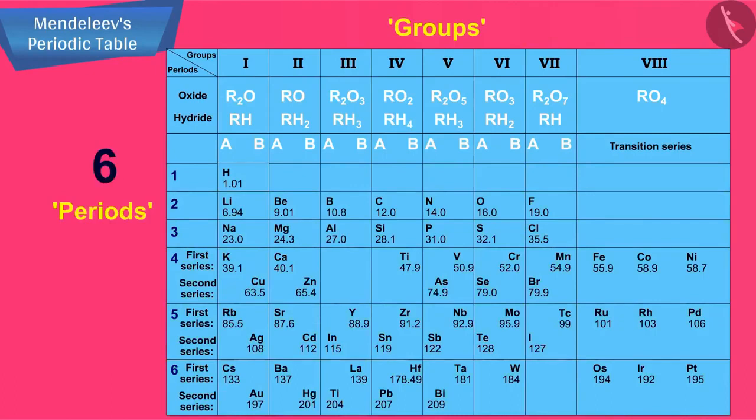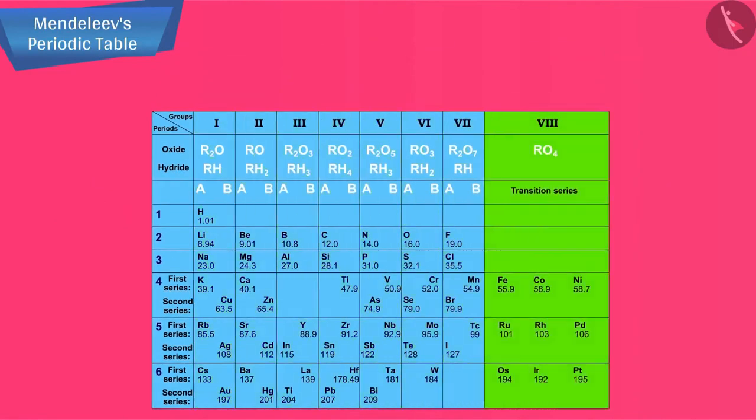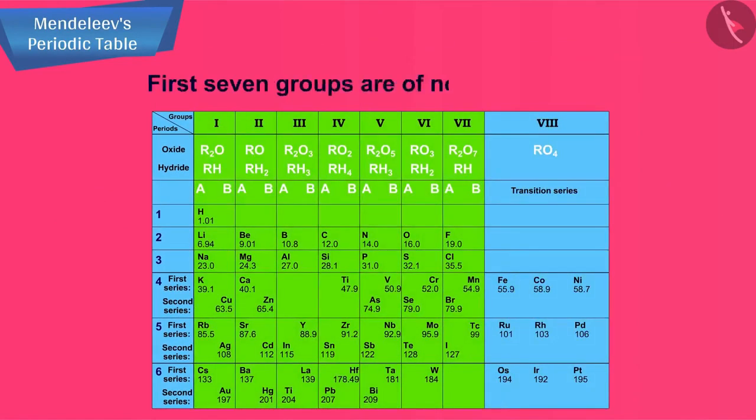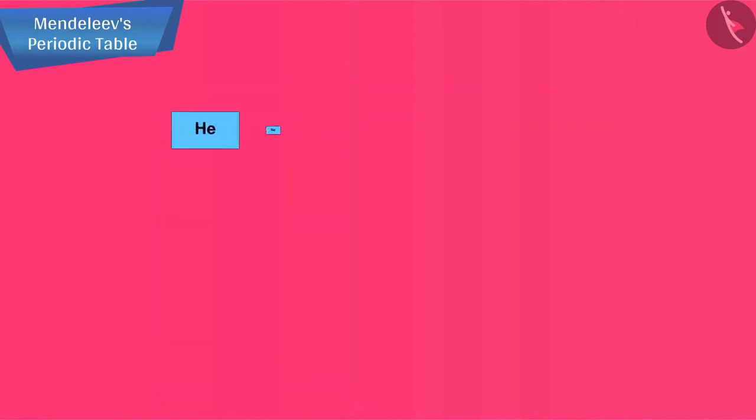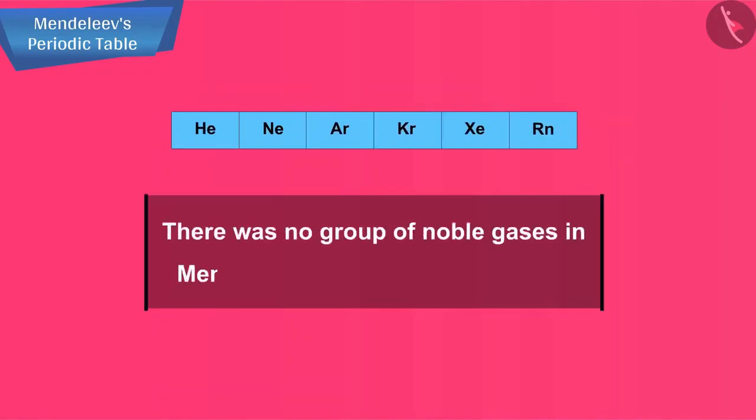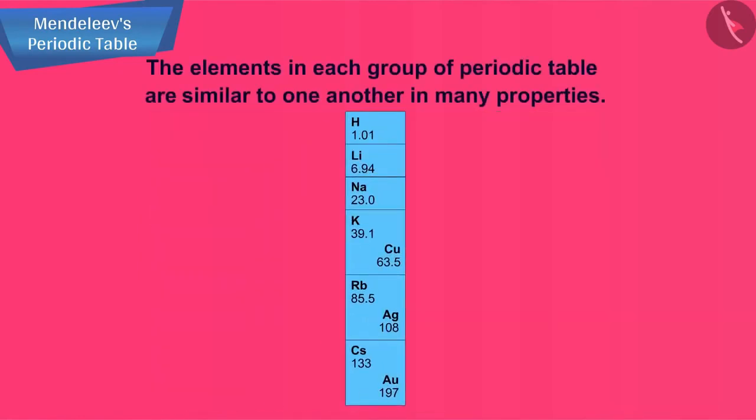There were 6 periods, horizontal rows, and 8 groups, vertical columns, in the original periodic table of Mendeleev. Out of 8 groups, the first 7 groups are of normal elements and the 8th group is of transition elements. Noble gases were not known at that time, so there was no group of noble gases in Mendeleev's original periodic table. The elements in each group of the periodic table are similar to one another in many properties.